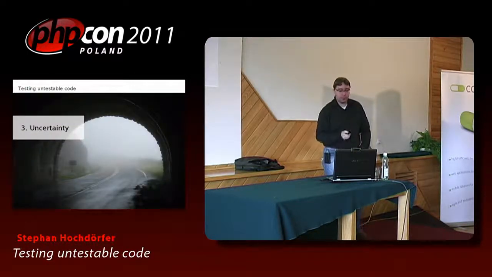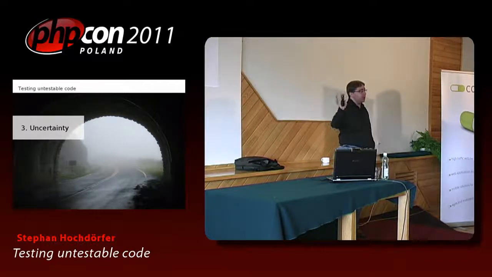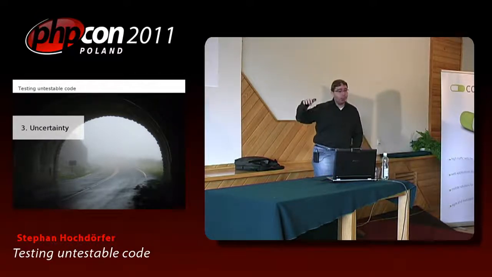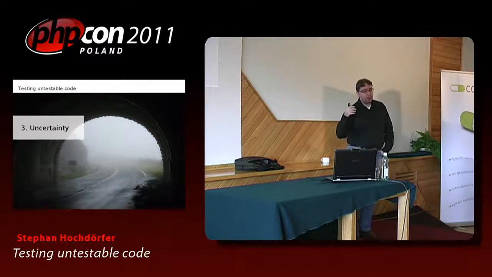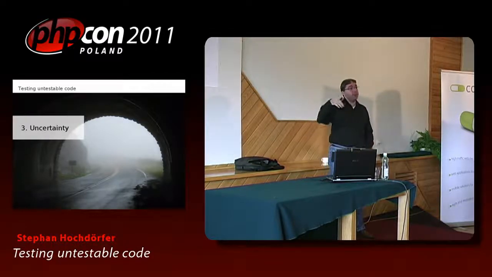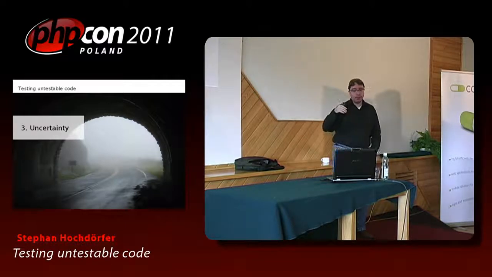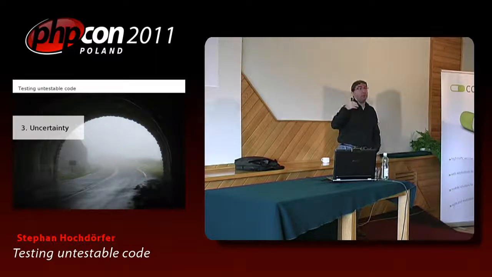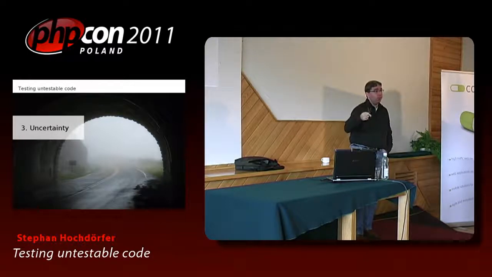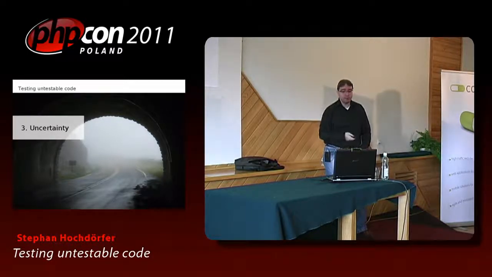Number three, the third indicator, is something I call uncertainty. With uncertainty, I basically mean global state, global variables, the same as singletons or the registry pattern, stuff like that. Global variables are really cool, but it's really hard to know which part of your application sets the global variable to which state. And if you really cannot be sure when which state was set, it's impossible for you to write a unit test, because you have no clue when which value was set.